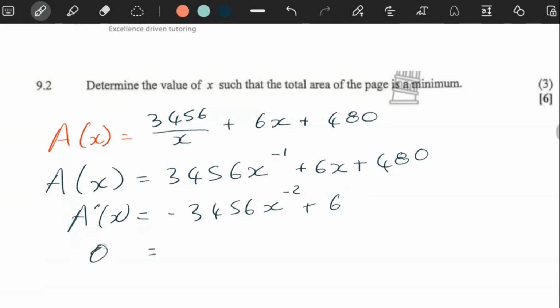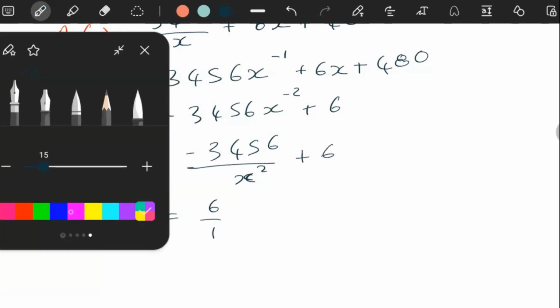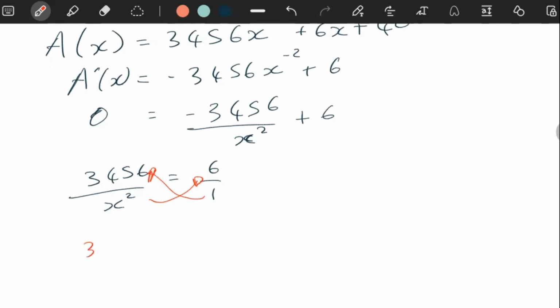Where is the first derivative equal to 0? This is the question you have to work out, and to work it out, you have to solve for x here. To solve for x, the x to the negative 2, you want to take it down here, then it becomes a positive. And then this 6, let's take this to the other side so that it becomes a positive. And then this is 6 over 1. If you multiply across, this is going to be 3456 equal to 6x squared.